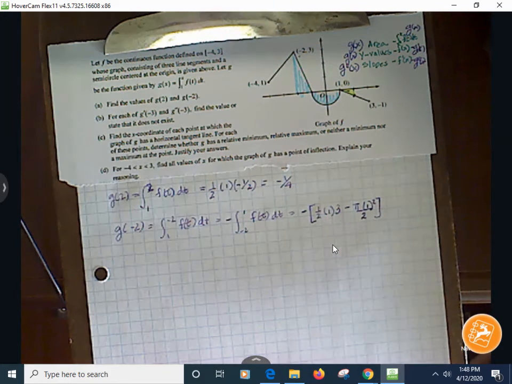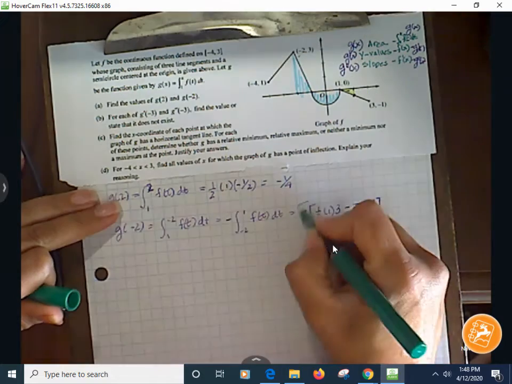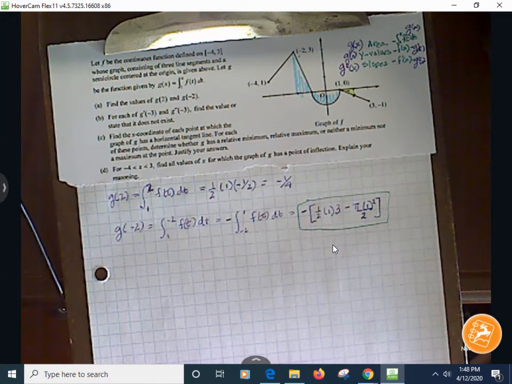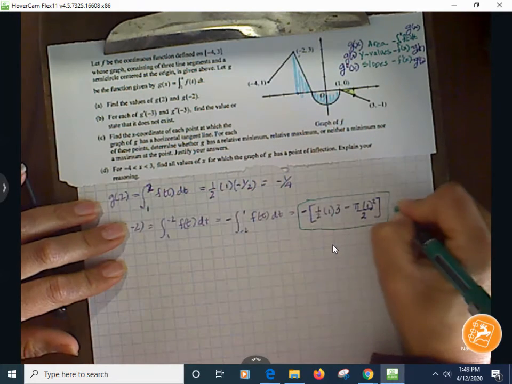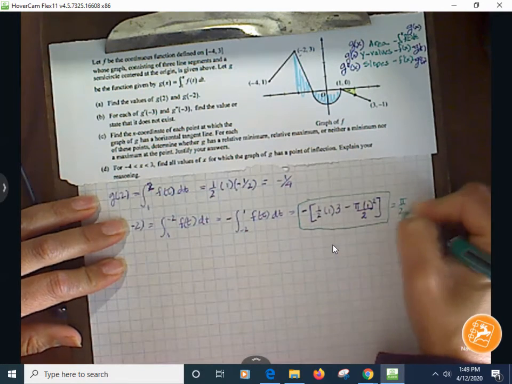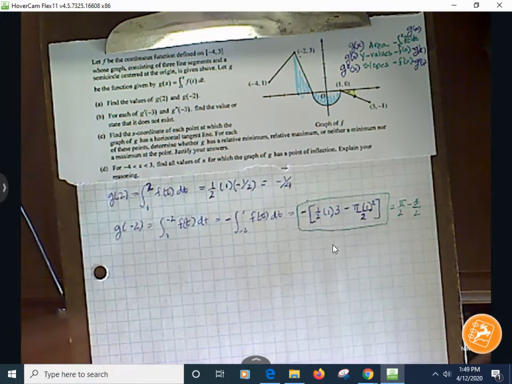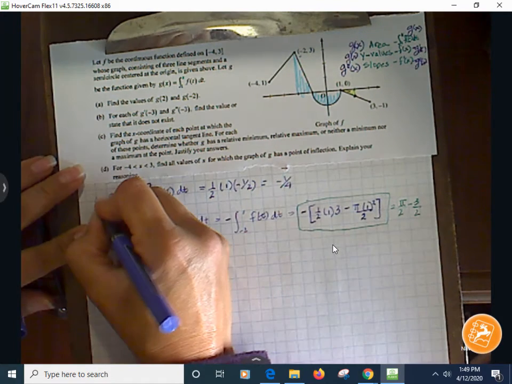Now on the AP test, as I told you before, you can just leave your answer like this and you would get full credit for it. If you do simplify it, then I believe this will turn positive. It will be pi over 2 minus 3 halves. But you can leave your answer like this and move on. All right, for part B, that was A.